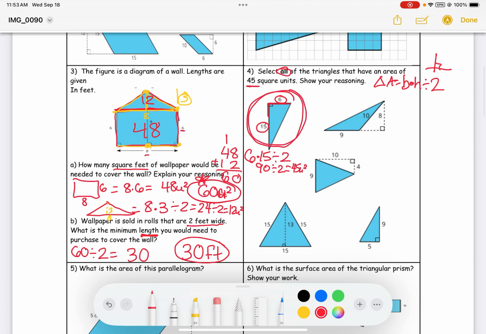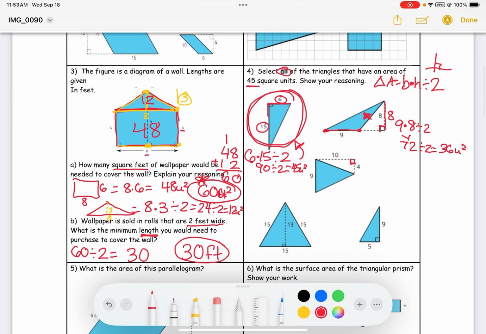So I'm just going to circle the whole triangle, and you can make sure your work goes along with each triangle. This triangle, our base looks like it's 9, because I know there's a right angle, and my height is 8. This 10 is not helping us, so don't use it. So we do 9 times 8 divided by 2. So 9 times 8 is 72. 72 divided by 2 is 36 units squared. So not that one.